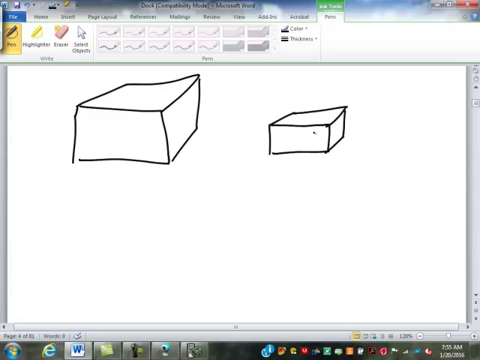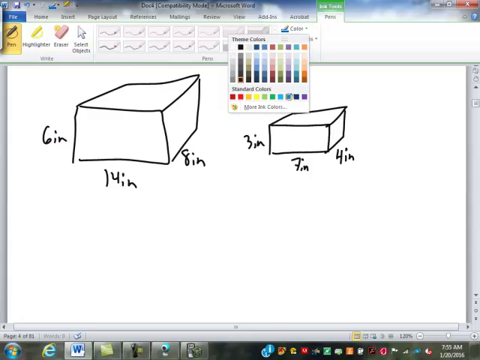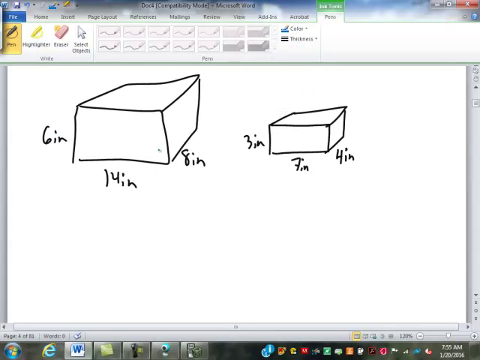So we're going to look at just a simple box here. And let's say that this side here is 3 inches, 7 inches, and 4 inches. And I'll make this one 8 inches, 14 inches, and 6 inches. There's my ratio of lengths. Well, 6 and 3 go together, don't they? So 6 to 3 reduces to a 2-to-1 ratio.